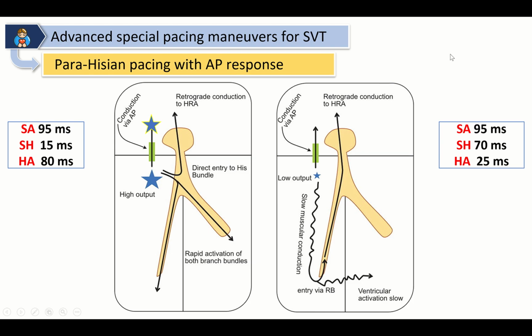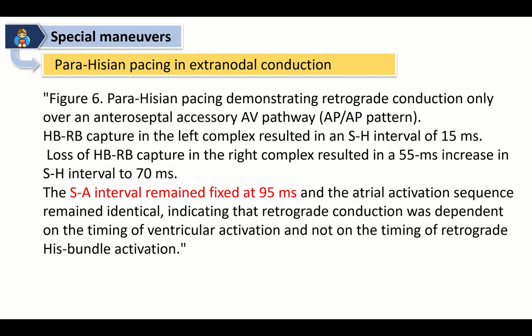On the right side, using low output, there is loss of His capture, with a wide QRS complex. What happened? Retrograde conduction through the accessory pathway. What about stim to A? Same, 95 milliseconds, but the HA interval decreased because there is no nodal conduction.